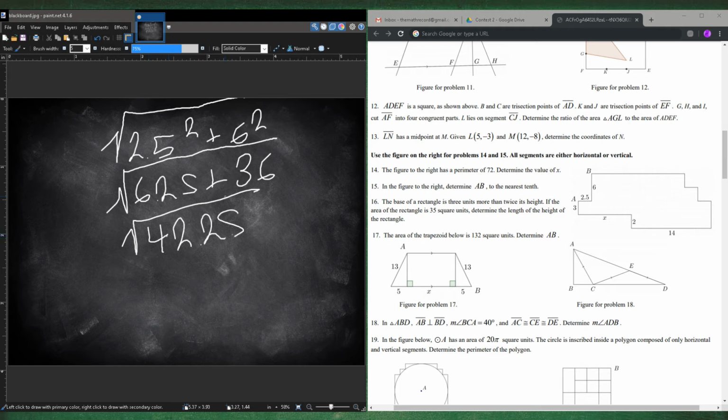So 42.25. I'm guessing it's a number between 6 and 7. So 6 squared is, as I said, it was right here, it's 36. And 7 squared is 49, right? So it's between 6 and 7, right? So what I do is I usually just choose a number between, so let's say 6.5, right?